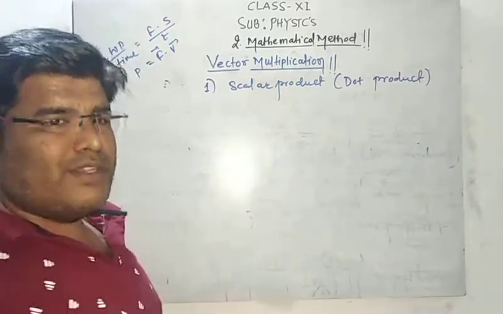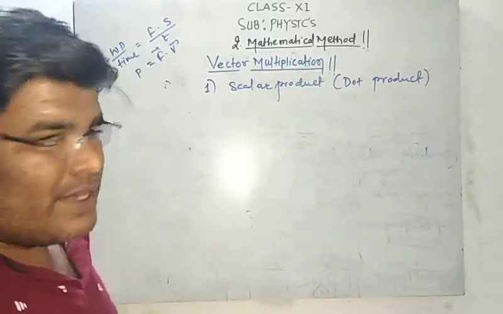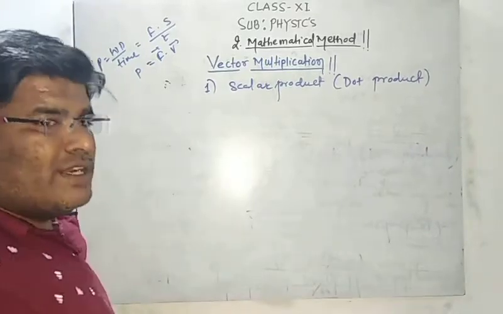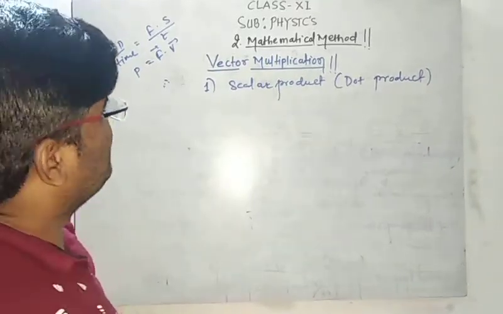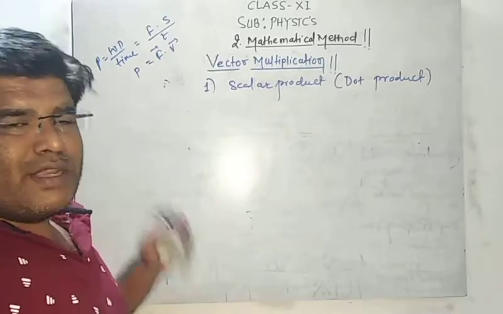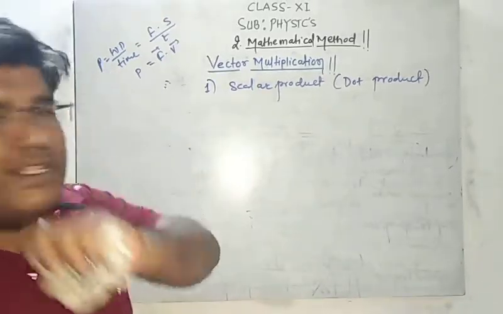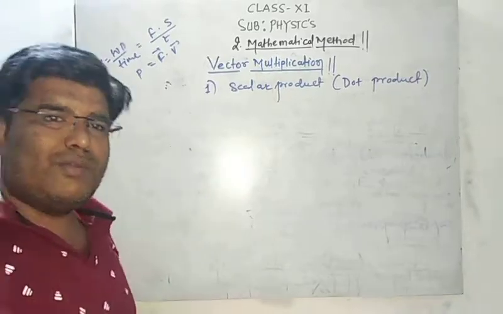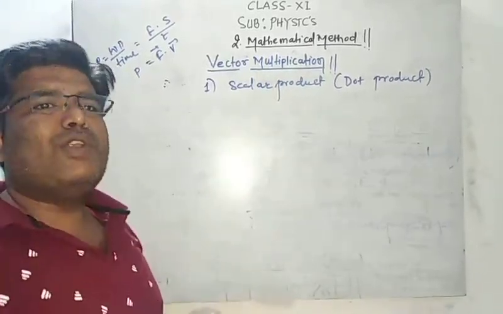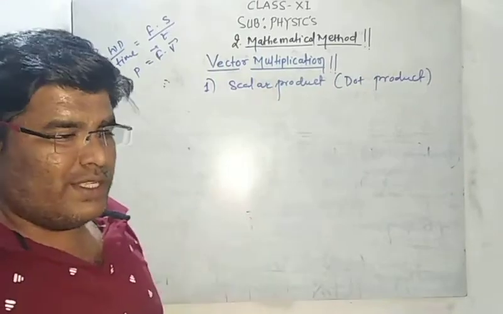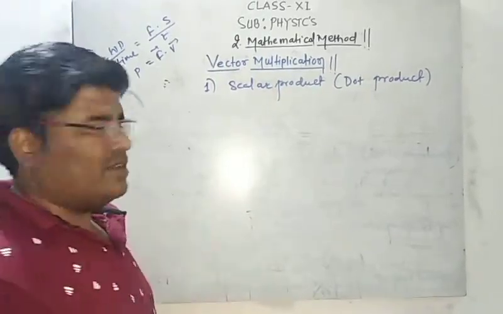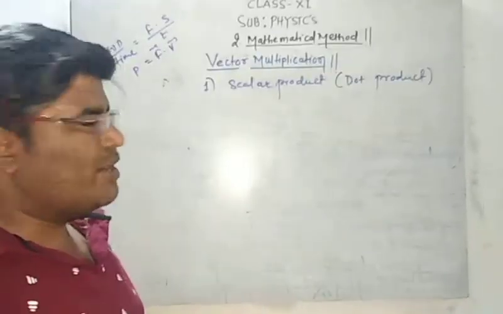Because sometimes we got a scalar, sometimes we got a vector, right? On the basis of that, there are two types of vector multiplication. First is scalar. If two vectors are multiplied and the product is a scalar, then it is called a scalar product, or a dot product. Why is it called a dot product? Because we put a dot between two vector quantities. It is represented by a dot, and therefore it is called a dot product.